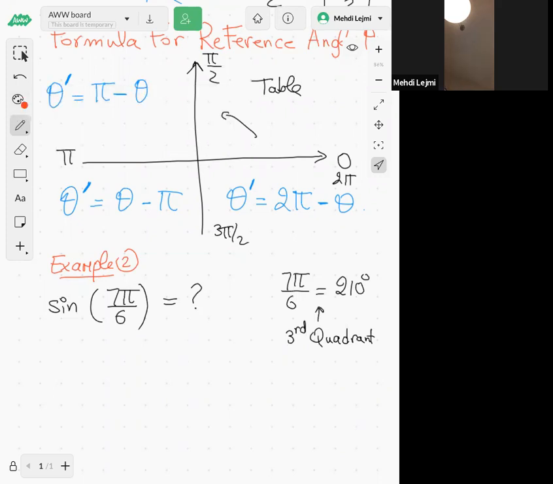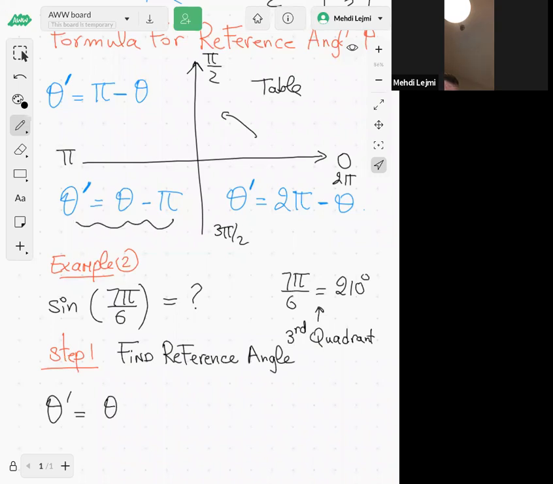So step 1, first I'm going to find my reference angle. That's always the first step. Find reference angle, theta prime. So what's theta prime? In the third quadrant, theta prime is theta minus pi. Theta is 7 pi over 6, or 210. It depends on you, guys, you can use degrees or radians. It's up to you, but let's say you want to use radians.